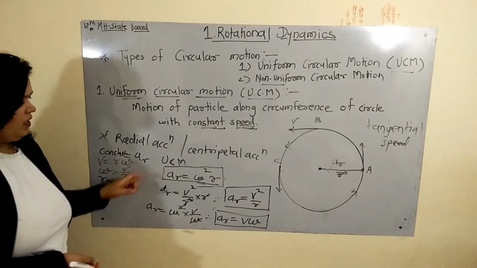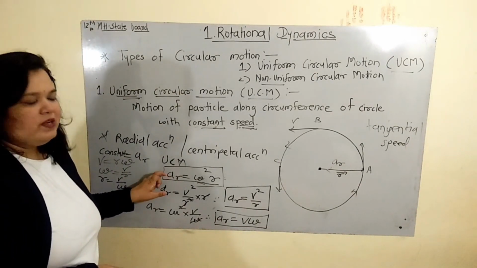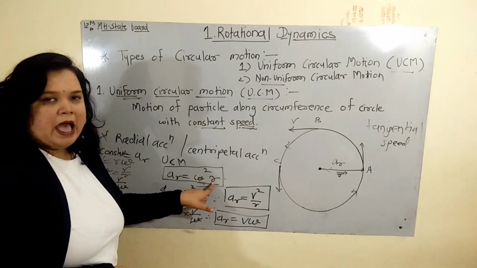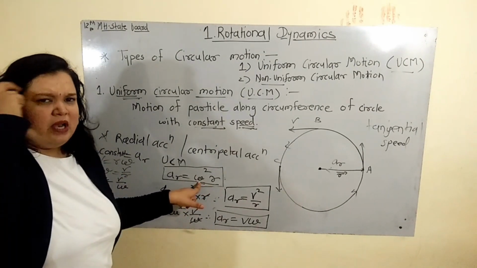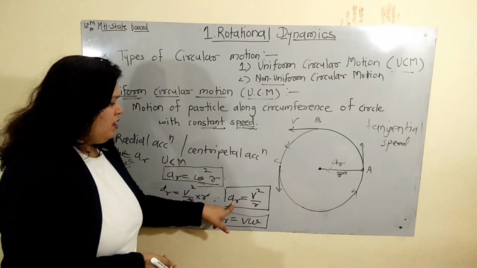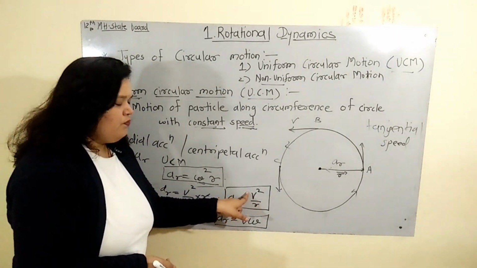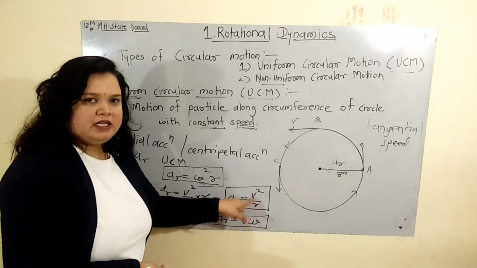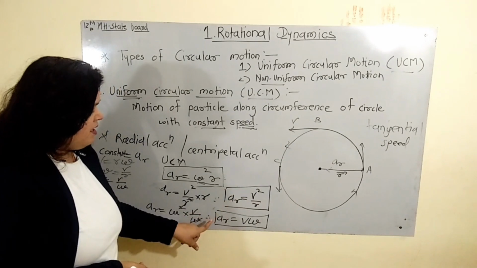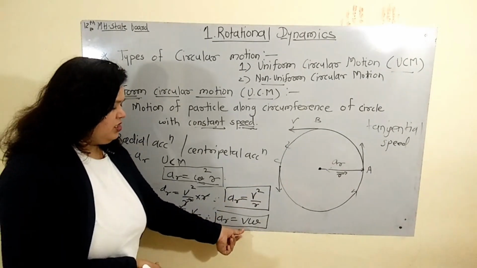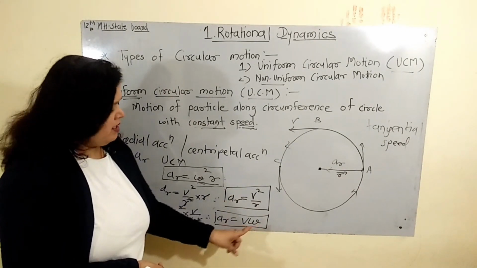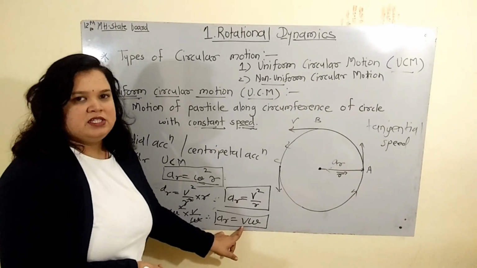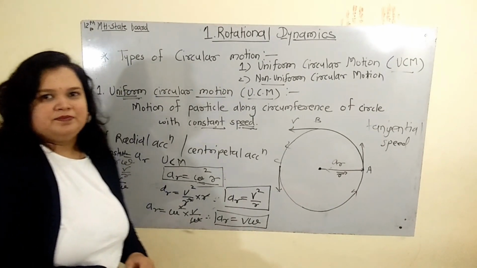We get the three formulas for acceleration. First one is omega square into r, that means in terms of angular velocity. Second one is a_r is equal to v square divided by r, that is in terms of linear velocity. And last one, acceleration is equal to v into omega, that is in terms of linear velocity and angular velocity.